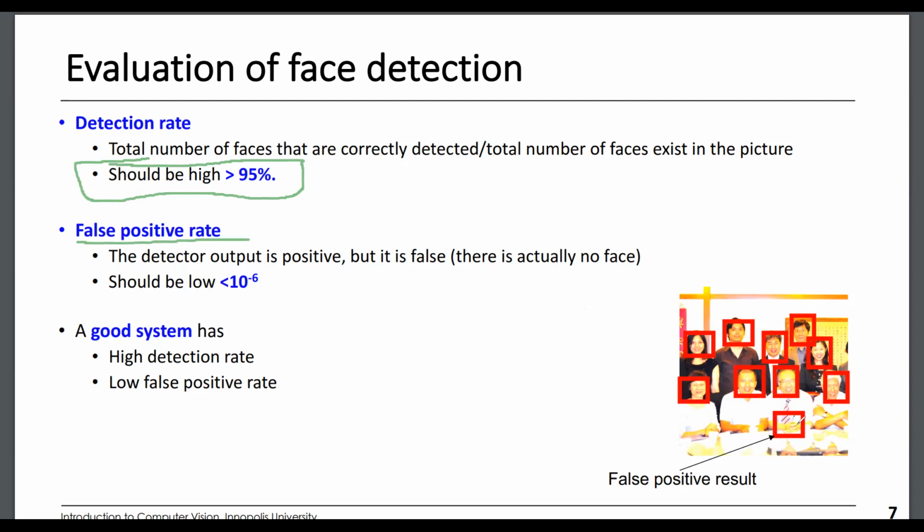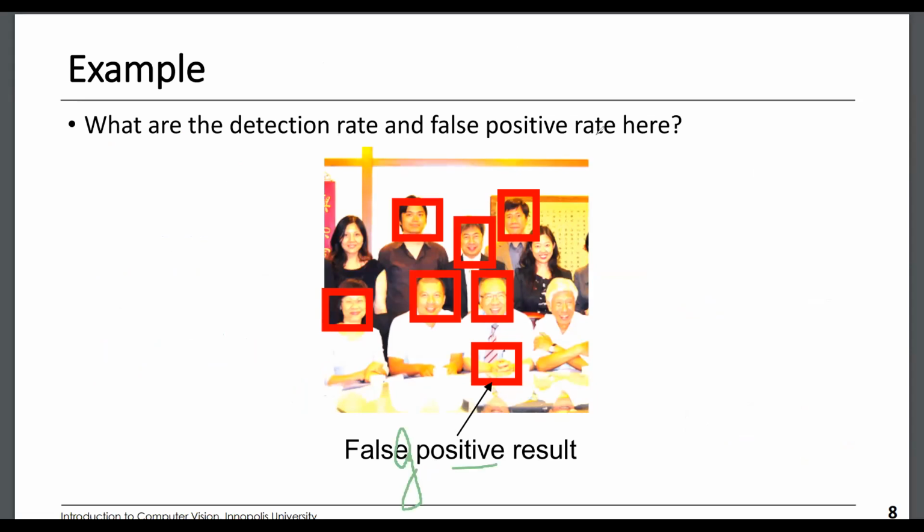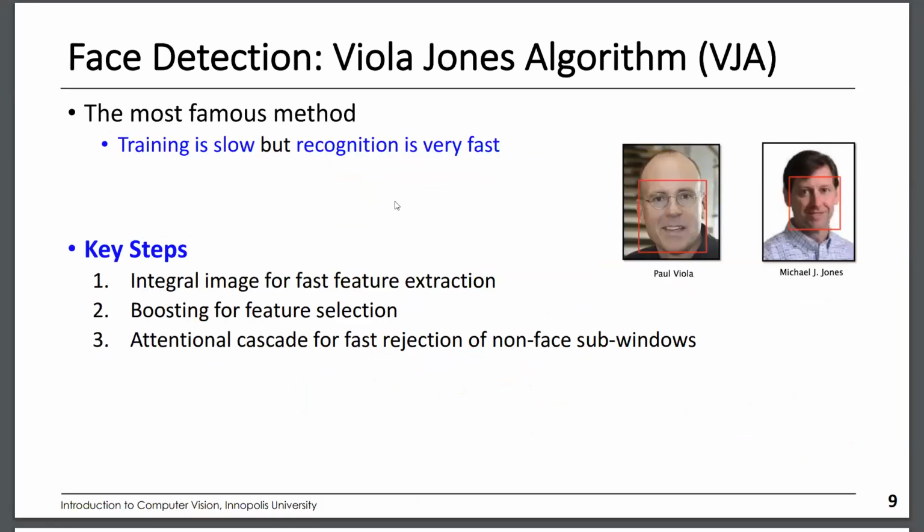This is the detection rate. The false positive rate is that we should not be detecting faces when they don't exist. Detecting a face when the face does not exist is called a false positive, and we should try to reduce this as much as possible. So a good system should have a high detection rate and a low false positive rate. This is what a false positive looks like: falsely predicted as a positive. And you can easily interpret it once you see it like that.